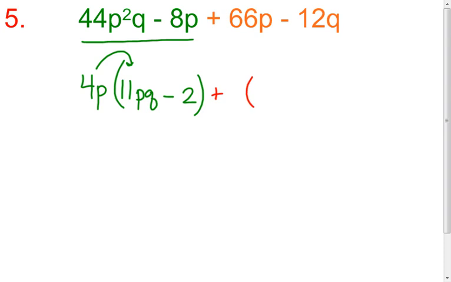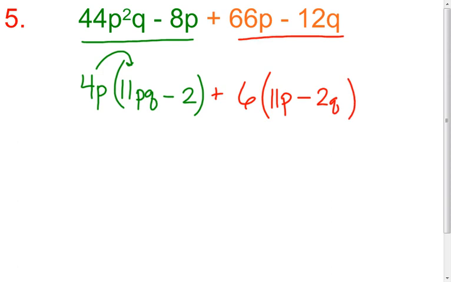And I'm going to look at what I can pull out of this quantity right here. So, 66 and 12 are both divisible by 6. And then 6 times 11p makes 66p, minus 6 times 2q gives me negative 12q.